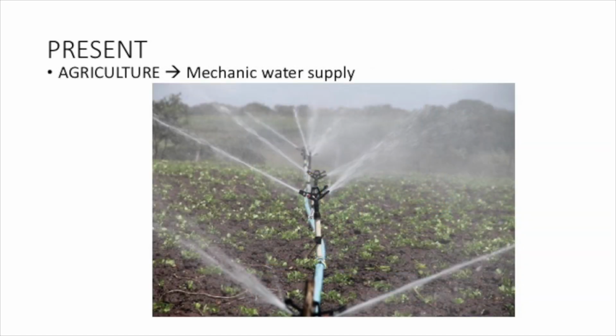And agriculture, mechanic water supply. Nowadays, in the present, we have machines. Machines to spray the water on the crops. If it doesn't rain for a long time, the crops will get dry. So we can turn on the machines to water the crops. In the past, they didn't have that. They would have to pour the water themselves.